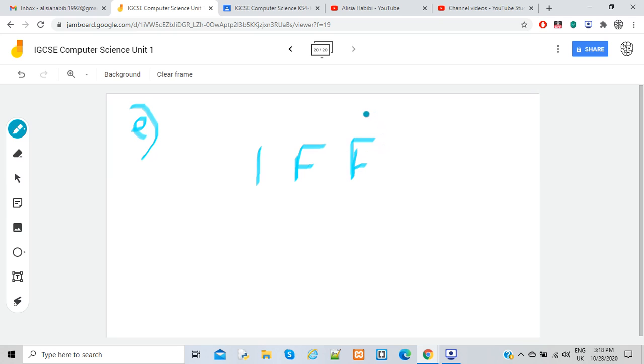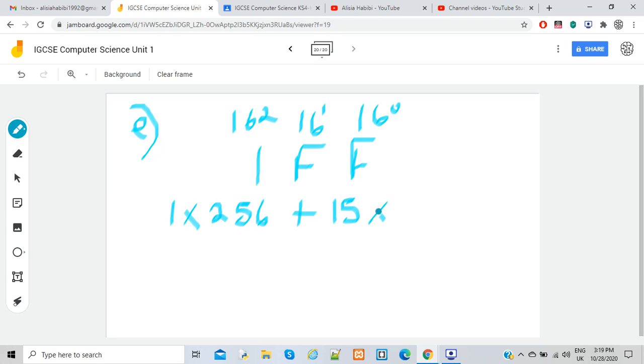The same thing we're going to do is write the powers of 16 at the top. So 16 to the power of 0, 16 to the power of 1, and 16 to the power of 2. And then, of course, we're going to be multiplying the values by the powers of 16. So 1 times 256, because 16 to the power of 2 is 256. Plus F, we know, is the same as 15, so 15 times 16. And of course, we're going to be adding F again, which is 15 times 16 to the power of 0, which is 1. So 15 times 1.